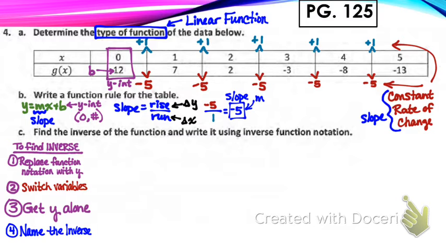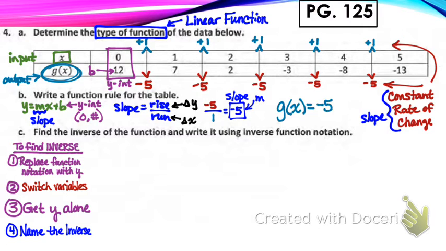Question though, when you look at this table, what are the variables that it says we're using? g of x. Yeah, we have x for our input, and they've used function notation for the output. So when I write my function rule, I need to use the name that they chose right here. So instead of y equals, I'm going to write this as g of x equals. What did we say our slope was?